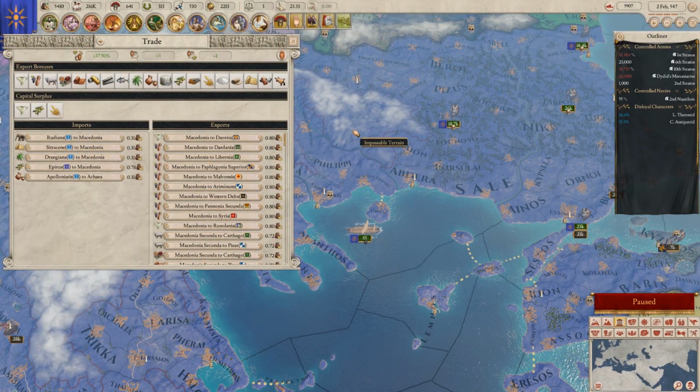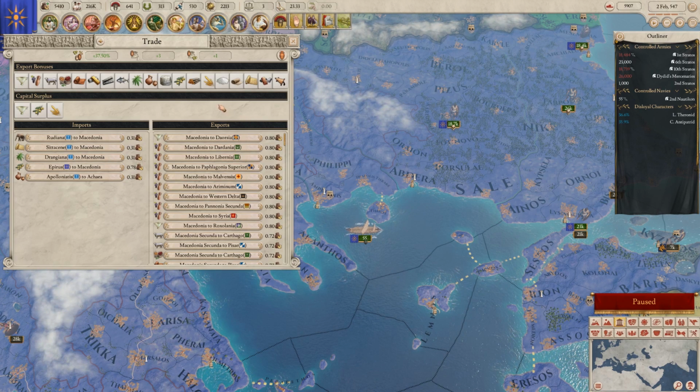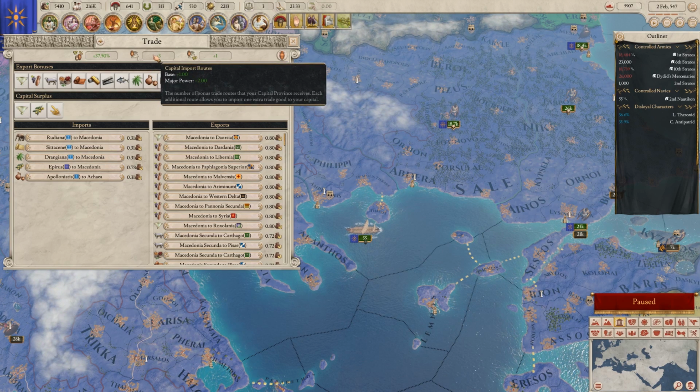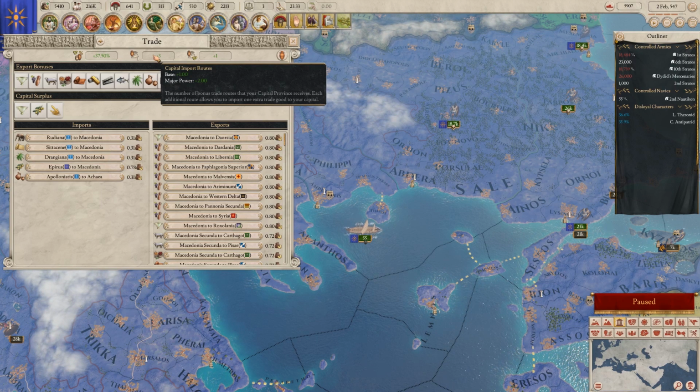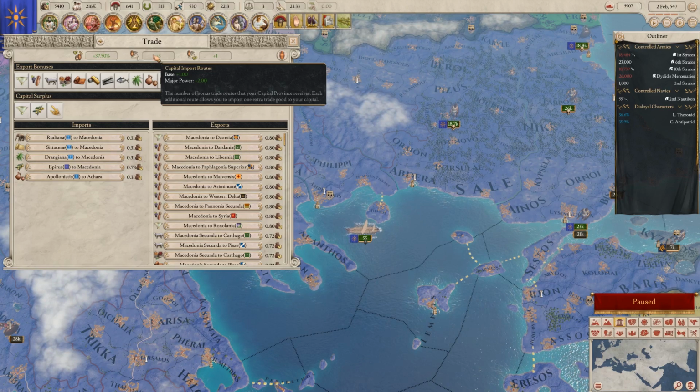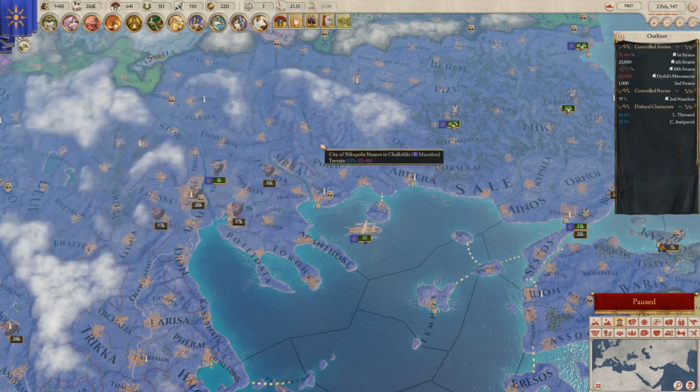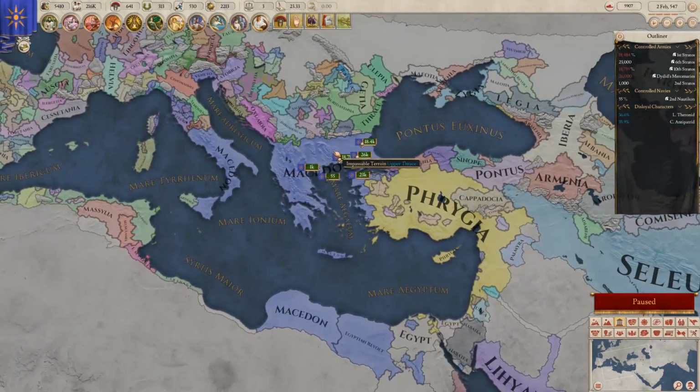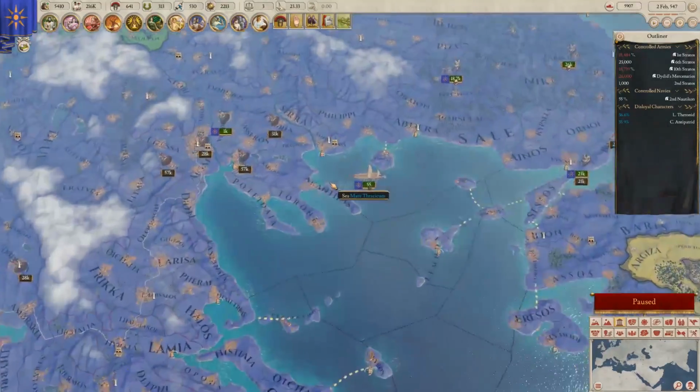There are different ways to get more trade routes. One of them is depending on the strength of your country. For example, here you can tell that for this nation I've been playing, Macedonia, baseline has been one trade route in capital. But since I'm a major power, I'm getting two more. So it's because I'm big and strong and scary, I've been getting more trade routes.